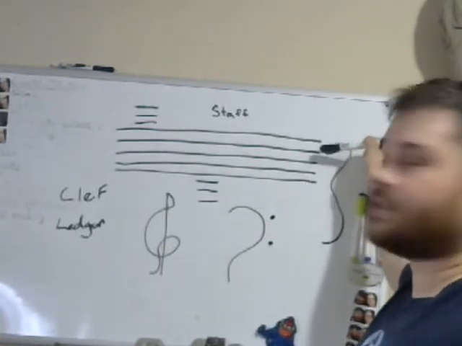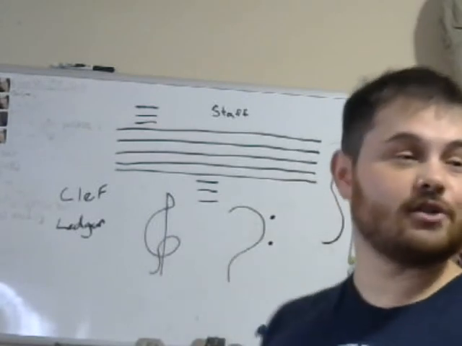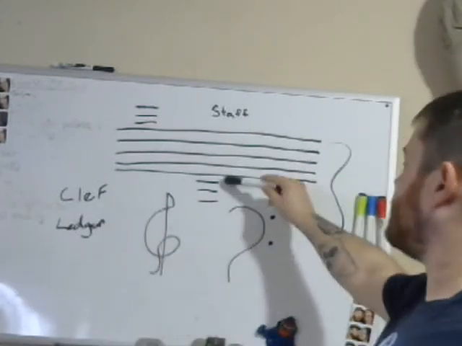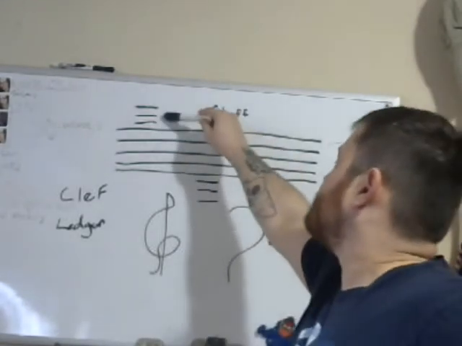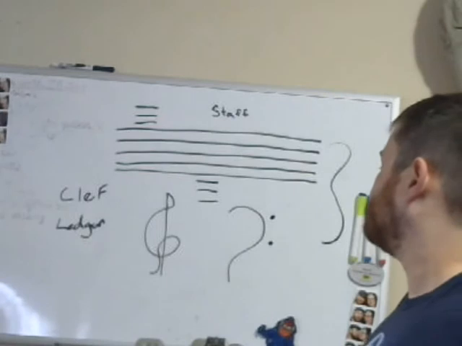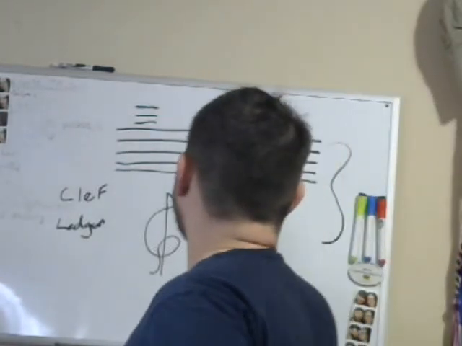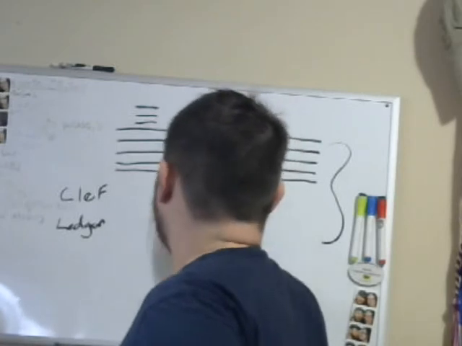And then sometimes you have 1, 2, 3, 4, 5 lines. Sometimes those lines will extend above or below, and we call those ledger lines. So there's these lines down here that I've written, these lines up here that I've written. Those are called ledger lines.